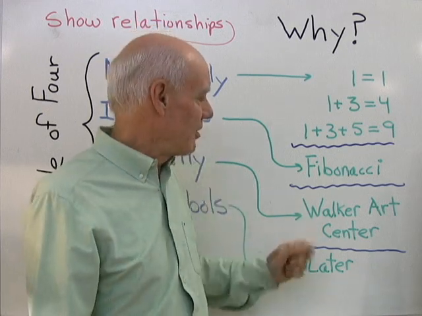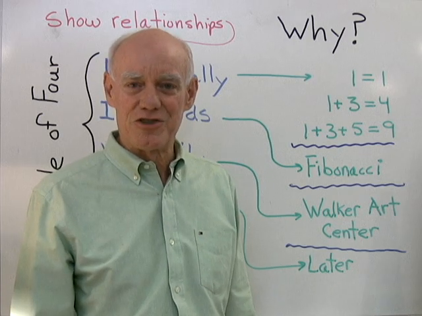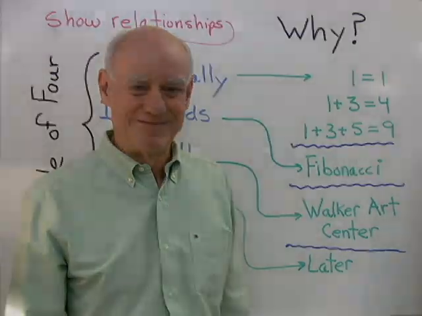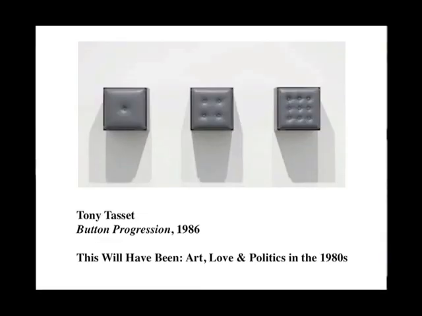Okay, let's go to the Walker Art Center now and take a look at this relationship between the sequence of squares and sequence of odd numbers visually. The exhibit was part of This Will Have Been, Art, Love, and Politics in the 1980s, and this particular piece is called Button Progression, done in 1986. And you can see it's buttons on these stools, and the array of buttons tells us that there's a relationship between the odd numbers and the sequence of squares. So I want to show you how that happens.